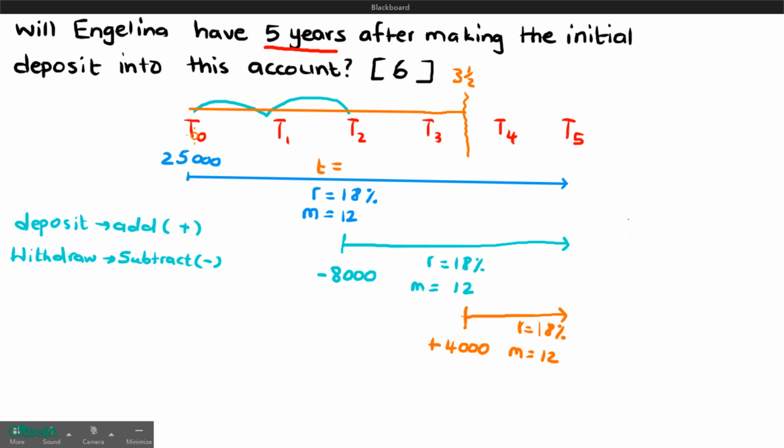25,000 ran from T0 until T5. How many months is that? 5 months. Then we come to this one. Where it starts and where it ends, how many years are here? Then we count: 1, 2, 3. Therefore, our T here is going to be 3.